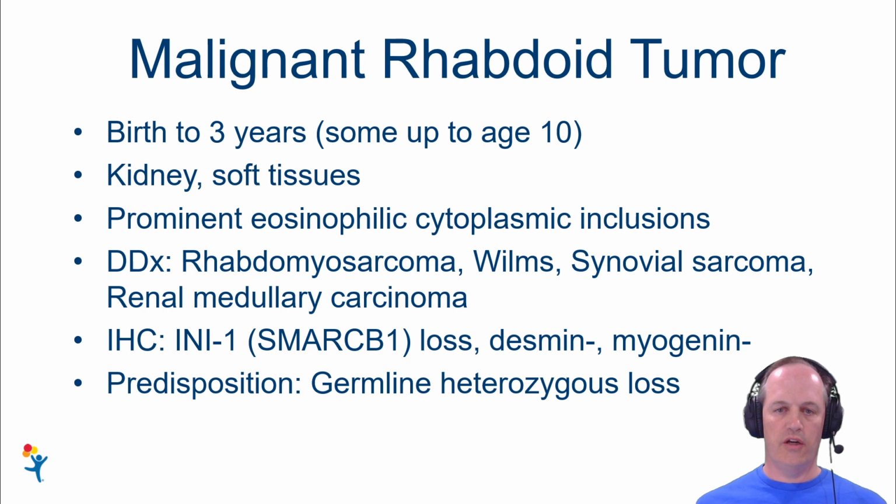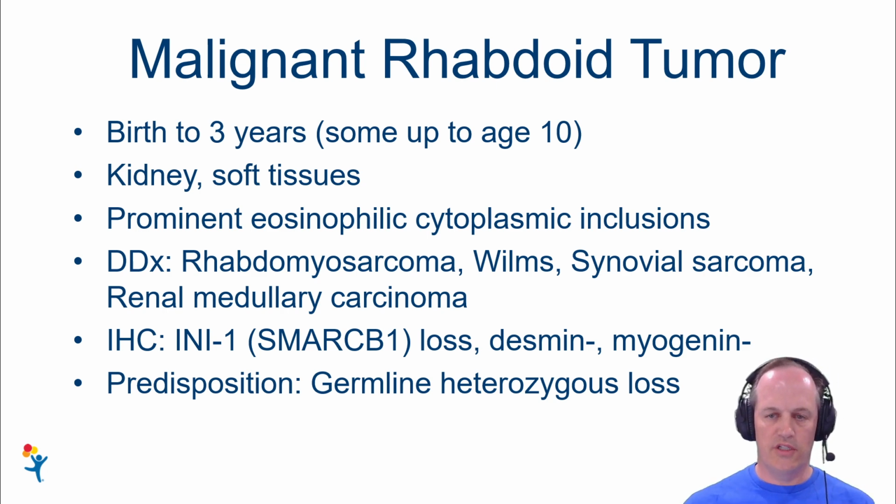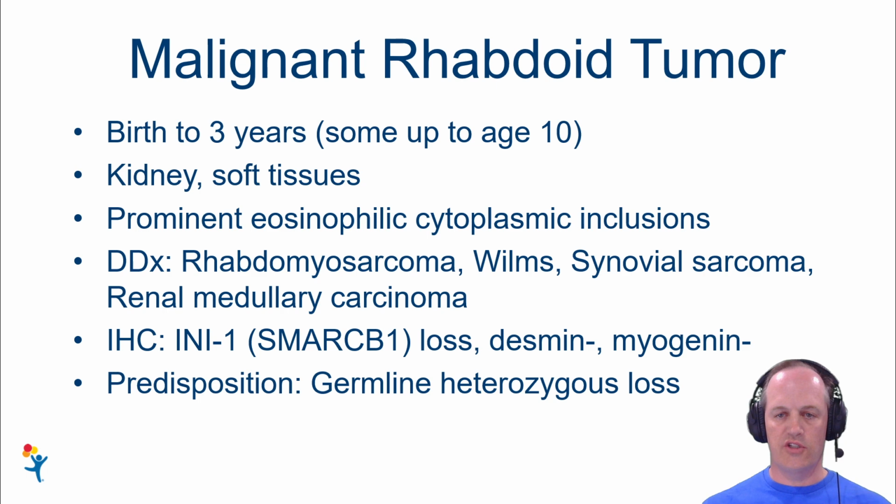Now, the important thing to know here is that patients who have this tumor may have a germline predisposition, and that germline predisposition is based on the fact that they have inherited an altered allele of INI1 or SMARCB1. That altered allele, having lost one copy already, leaves them in a predisposition to have a genetic injury to the other allele and end up without either allele, and that would result in a tumor.